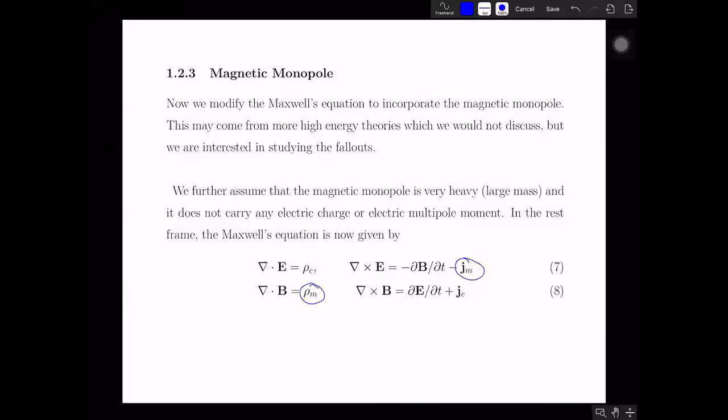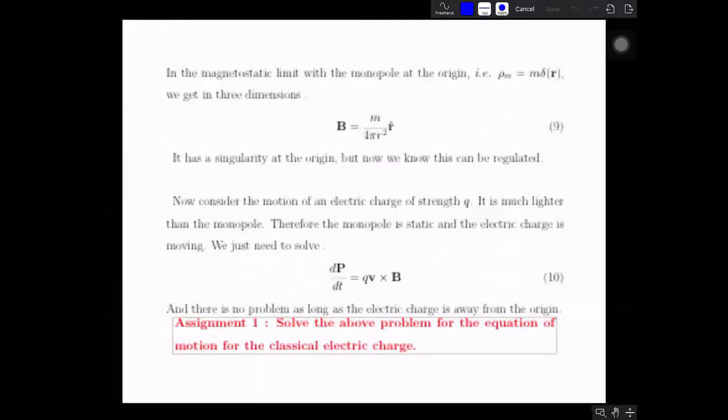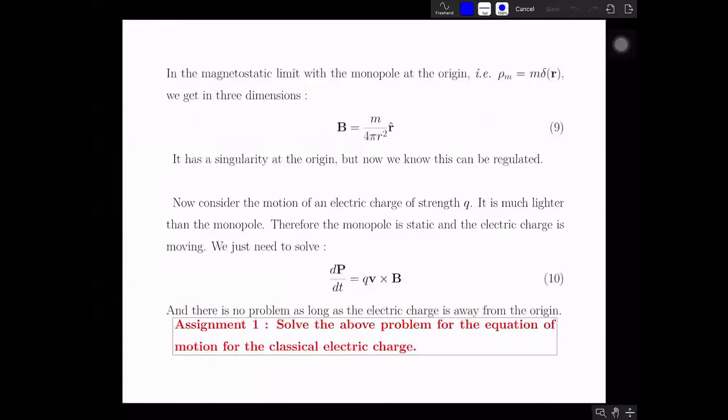But that's not our aim. Okay, so let's just try to see, if we extend Maxwell's equations like this, what is the fallout? And in particular, what happens if I consider the magnetostatic limit with a magnetic monopole at the origin, which is a magnetic point charge of strength M, okay?